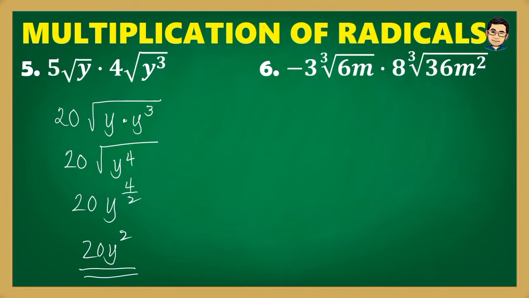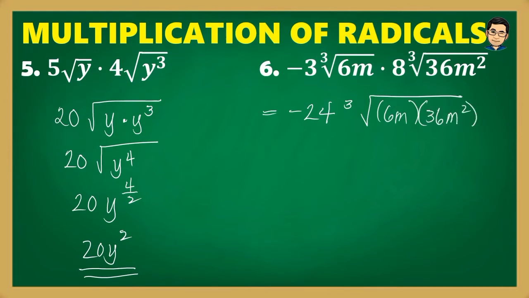Next, negative 3 cube root of 6m times 8 cube root of 36m squared. So, negative 3 times 8 is negative 24. And then, cube root of the product of 6m and 36m squared. Negative 24. Cube root of the product of 6m and 36m squared is 216m cubed. So, 216 is a perfect cube. And then, m cube is also a perfect cube.